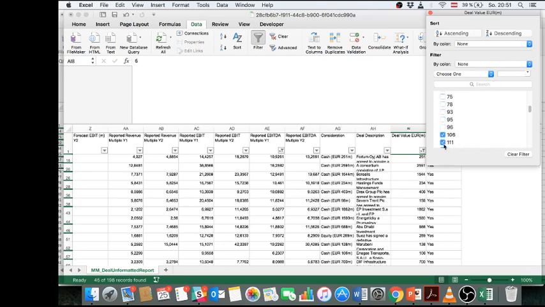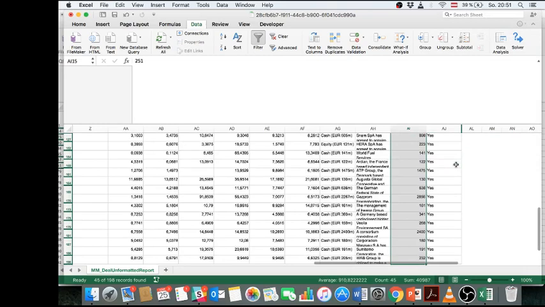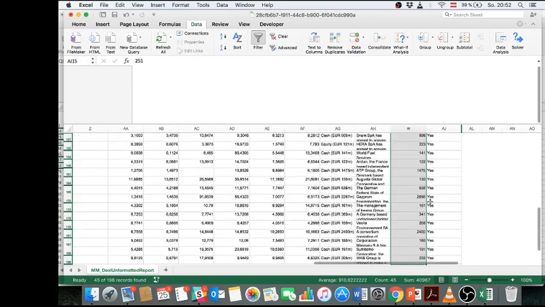Okay, let's go for above 100 million, same as with trading peers. So here we reduced the comparable transactions from over 60 to 45.